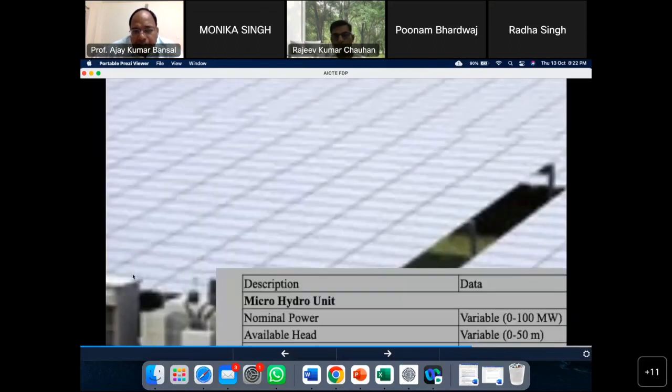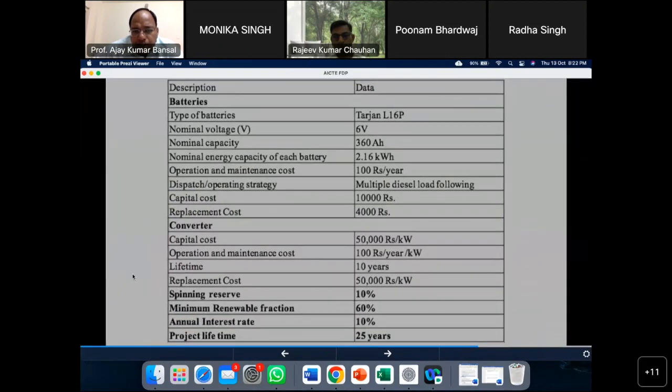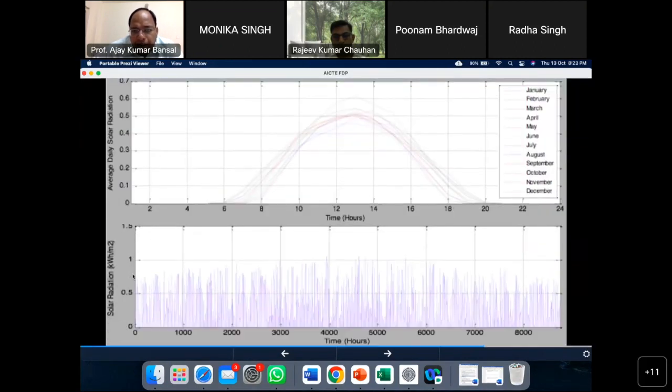These are the various technical data which we'll be using. These are the various weather resources data which we have used. So we have average daily solar radiation available. We have hourly solar data. We have hourly wind speed data. We have hourly solar radiation data available.